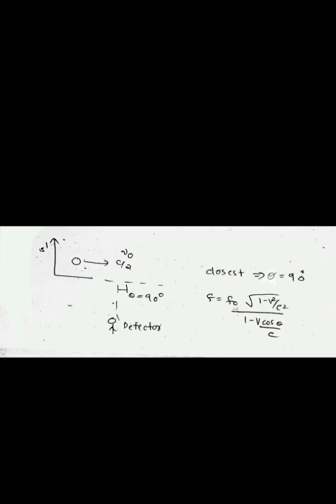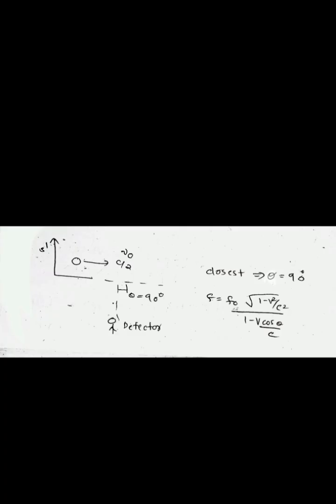the nucleus is moving with the speed of c by 2. So let the rest frame be S dash. Here the nucleus is moving with the velocity c by 2 in the S dash frame, and it is mentioned that there is a detector but it is not in the path of the nucleus. So the detector should be placed in such a way that the nucleus and the detector are close. The angle that makes the detector and nucleus close is theta equal to 90 degrees. So the theta value is 90 degrees here.